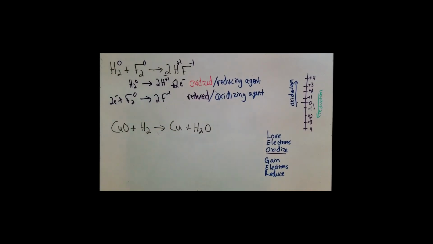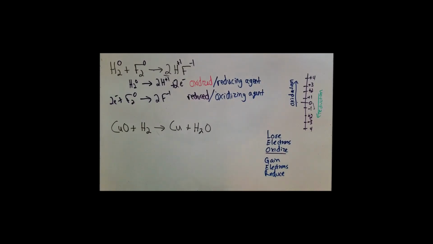Okay, so that's why they happen in pairs. You need those electrons to come from somewhere. Let's try another one. So down here we're looking at copper(I) oxide reacting with hydrogen gas to make copper and water. Okay, so this is balanced.